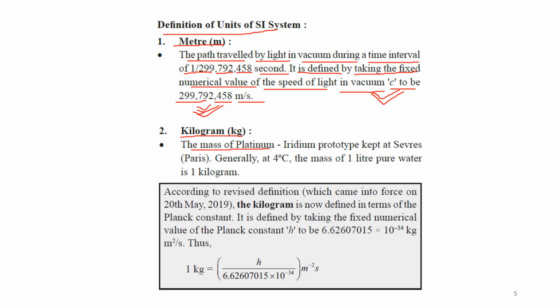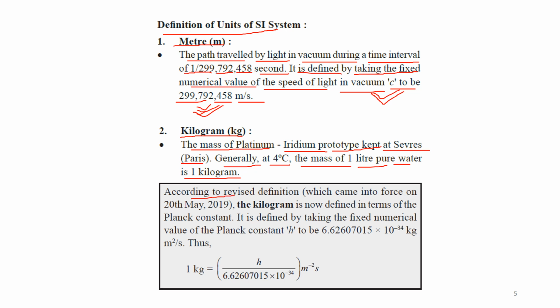Now kilogram, what is the definition of kilogram? The mass of the platinum iridium prototype kept in Paris, or you can say the mass of 1 liter of pure water at 4 degrees centigrade, is 1 kilogram. Nothing more to explain here, it is self-explanatory, you can read and understand it easily.